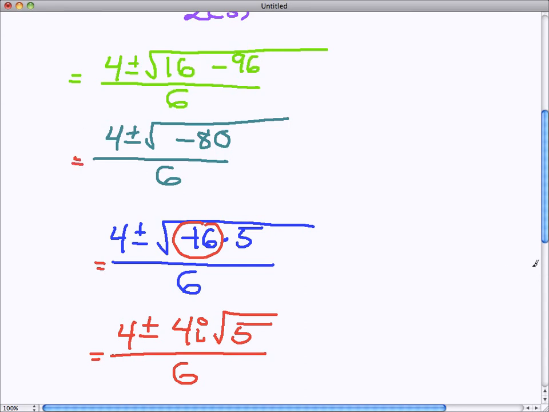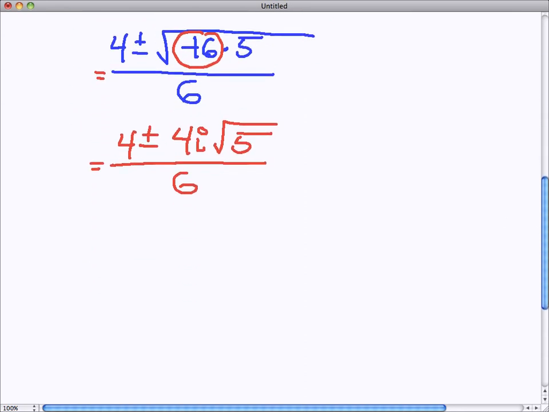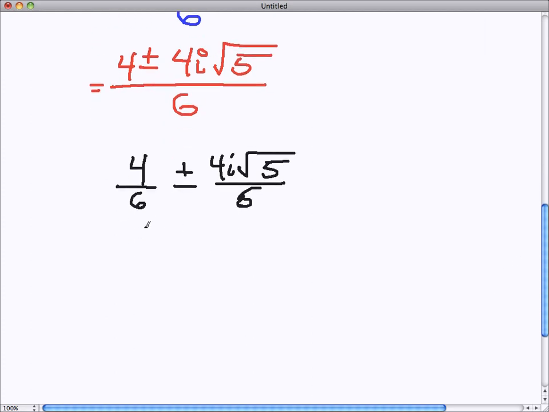And lastly, I'm going to try and do a little bit of simplification. Now, for some people, it helps to look at this as actually 2 separate fractions, each of which can be simplified individually. I'm just going to break up the 2 pieces and see that 4 over 6 is equal to 2/3 simplified. And the same, this is actually a 4 over 6 also, so I can write that as 2i root 5 over 3.